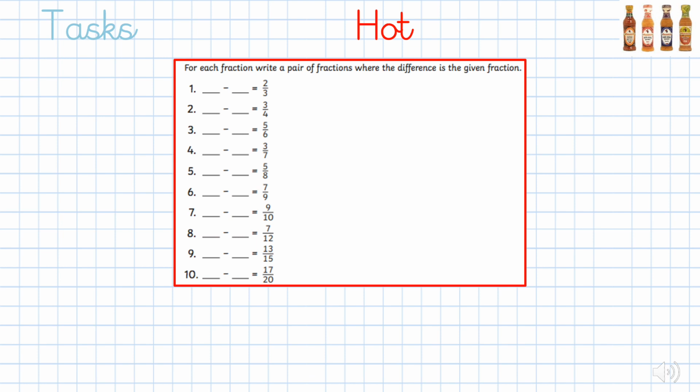For example, for number 1, you might say 3/3 take away 1/3 is 2/3. That could be an answer. But you could also say 4/3 take away 2/3 equals 2/3. So have a go at seeing how many different answers you can get for each of the given answers. Have fun!